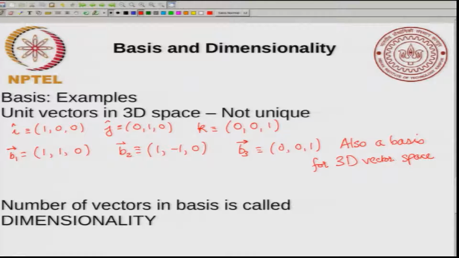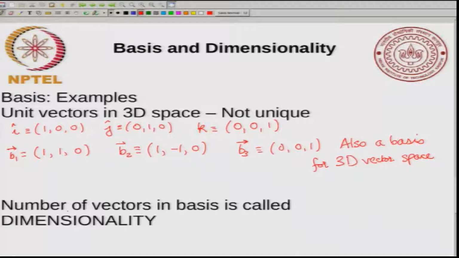Okay. So, for example, suppose you just take two of these vectors b1 and b2. Now, b1 and b2 are linearly independent, but I cannot express an arbitrary vector as a linear combination of b1 and b2, because whatever linear combination I take of b1 and b2, the z component will always be 0. So, just b1 and b2 cannot form a basis, you need b1, b2 and b3 to form a basis. So, you need the 3 vectors to form the basis, and what we said again is that the number of vectors in the basis is called the dimensionality.